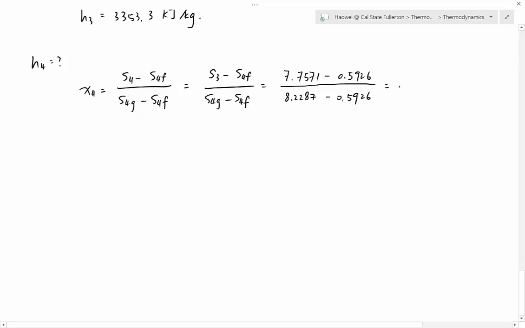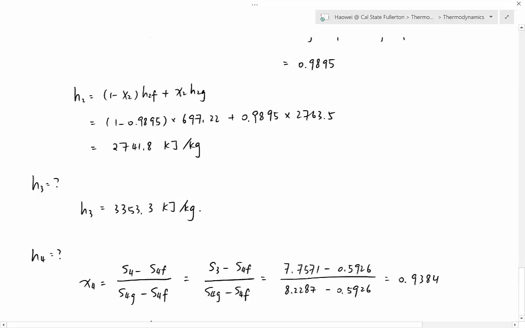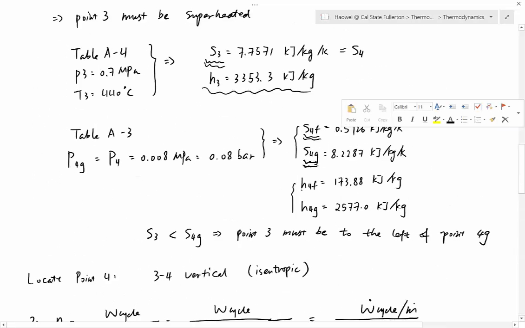Our solution is 0.9384. And keep in mind, always give quality x a subscript because we have so many different points. If you do not write a subscript, people wouldn't know which point you're talking about. Okay, so now in order to look for H4, you just use the weighted average equation, 1 minus x4 times H4F plus x4 times H4G. I have x4 now. Do I have H4F, H4G? Let's take a look. Yes, right here. H4F, H4G. I found those two from earlier.